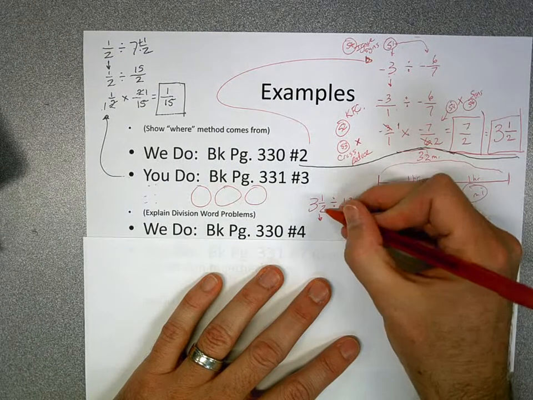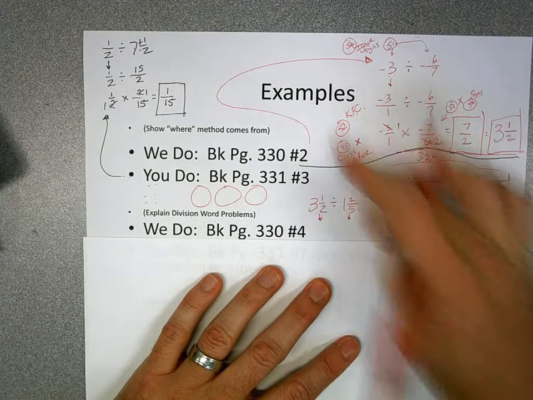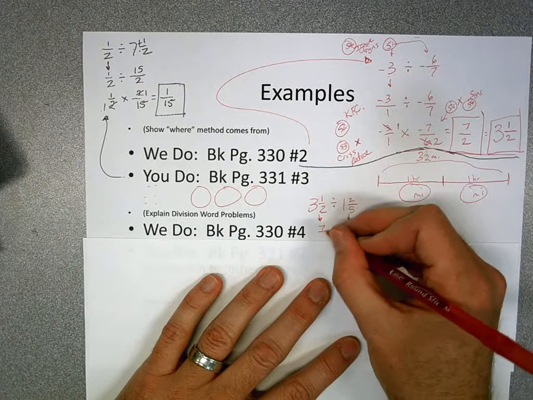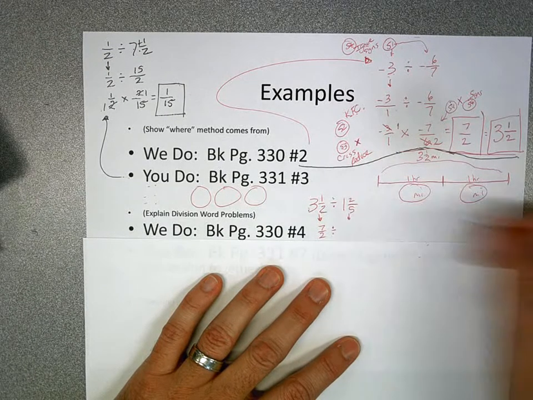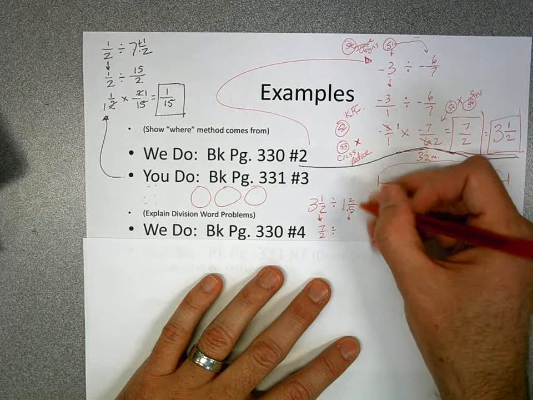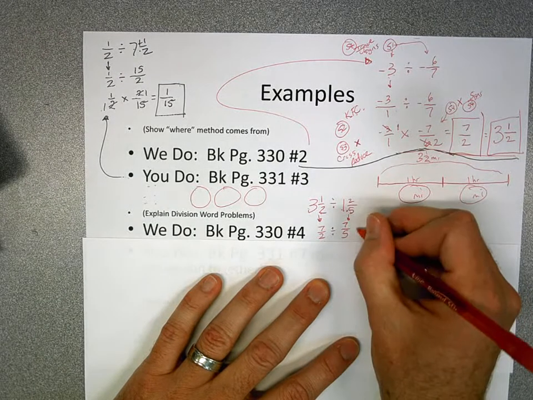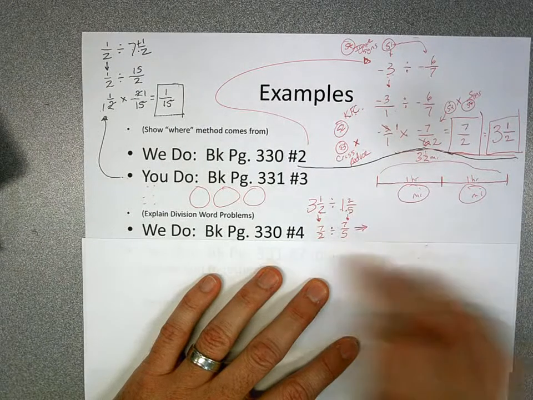Convert. So at this point, I'm just doing our normal steps. 2 times 3 is 6 plus 1 is 7, so we have 7 halves. Divided by, and then I have 5 times 1 is 5 plus 2 is 7, so 7/5. Now I'm going to use KFC. Now you guys should be working downwards. I'm running out of space here.